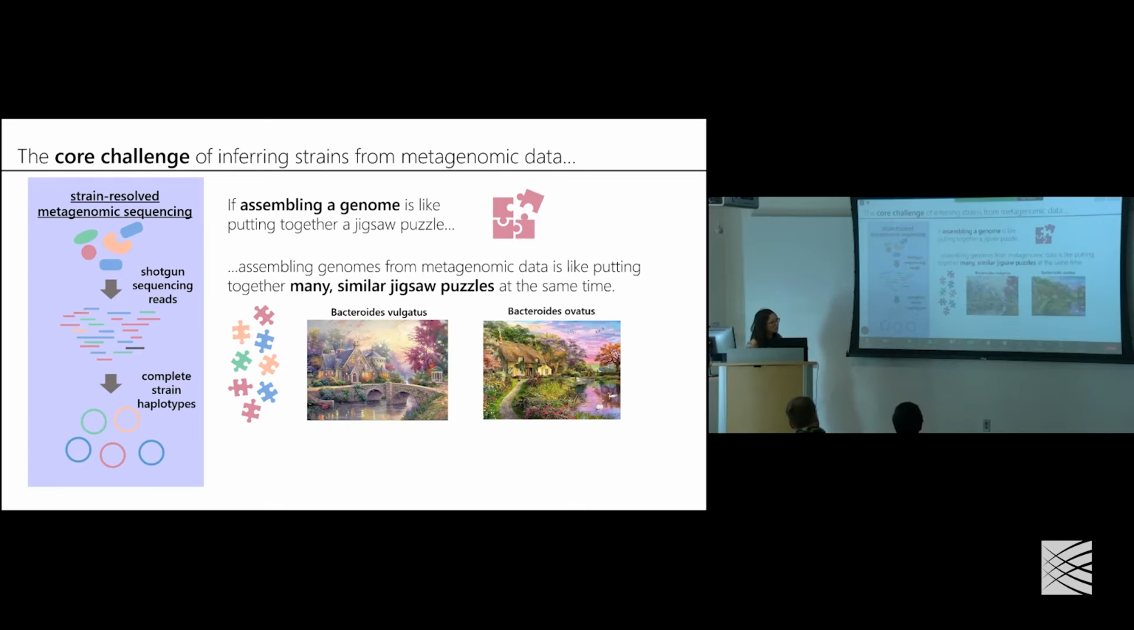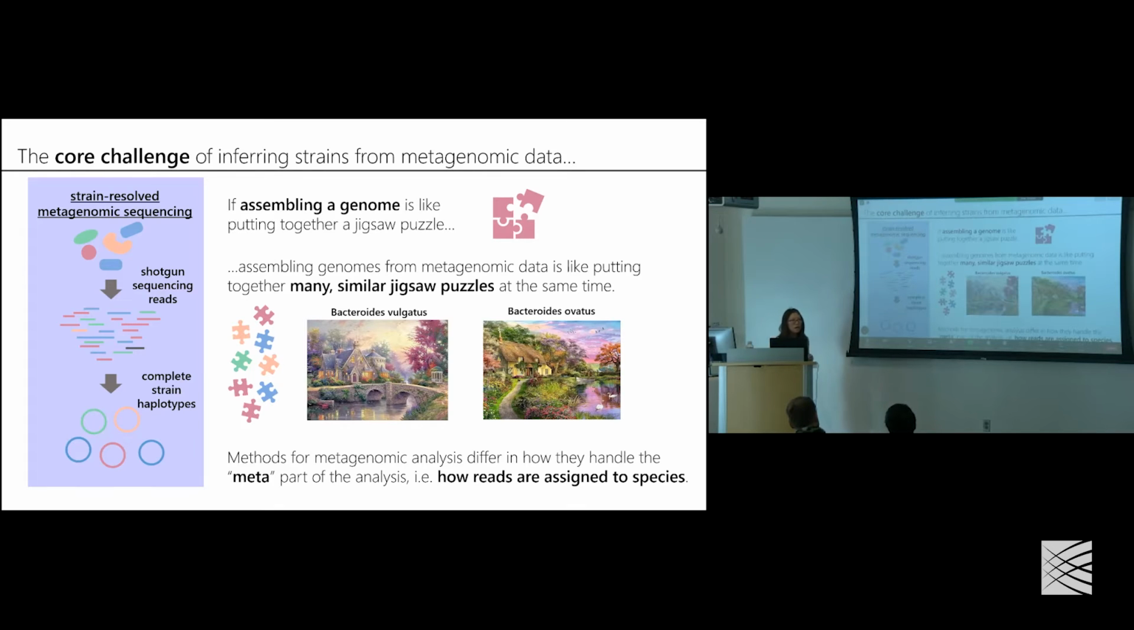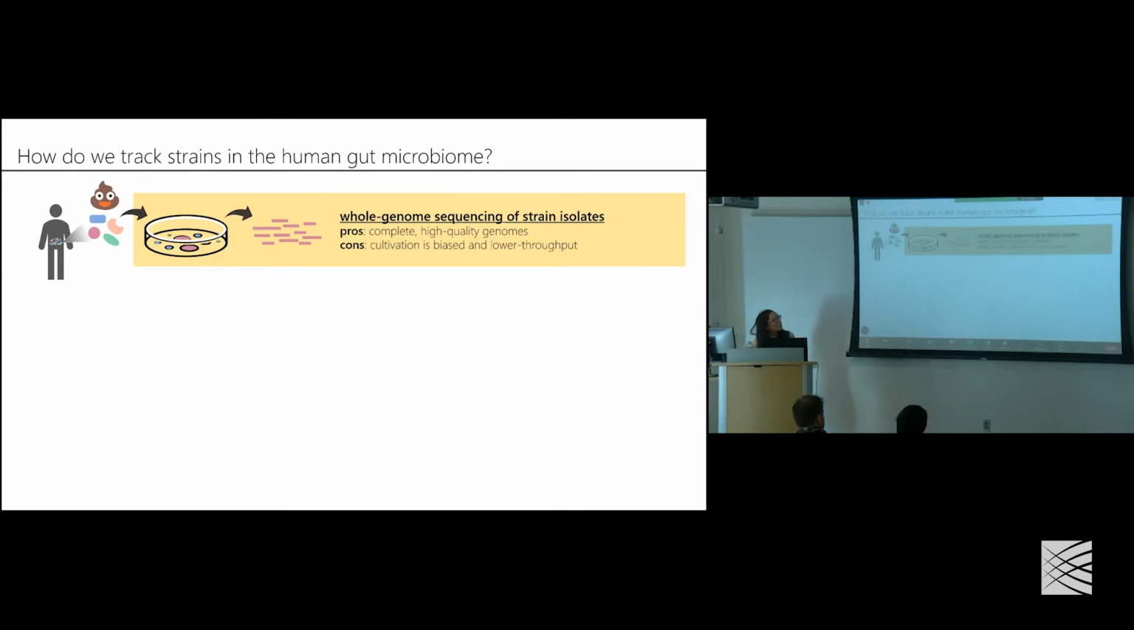And I want you to keep this in mind because as I go very quickly through this landscape of different methods, I want you to pay attention to how these different methods for metagenomic analysis differ and how they handle the meta part of the analysis, as in how reads are actually grouped into different species categories. All right, so how do we track strains in the gut microbiome?